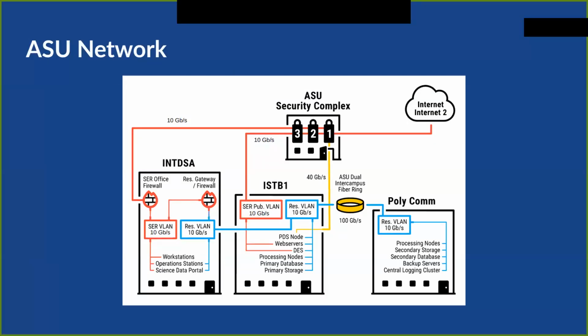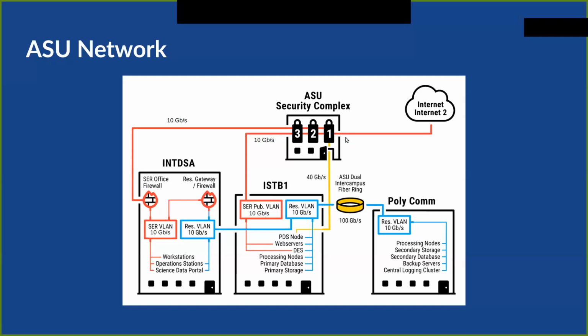So it's kind of an overview of the network. We've got 3 buildings that we primarily deal with. So right next door in Interdisciplinary A is where our main offices are. And so there we have our office systems and a connection to our research network. ISTB1 is where the primary data center is. And so that has our PDS node systems, web servers, our data exchange systems, half of our processing nodes, and our primary database and primary storage. Out on the Poly campus, we have kind of the second half of those processing nodes and storage and database, along with some backup servers and a central logging cluster.